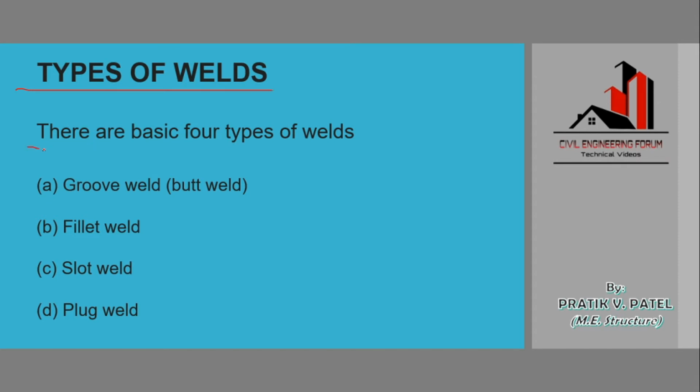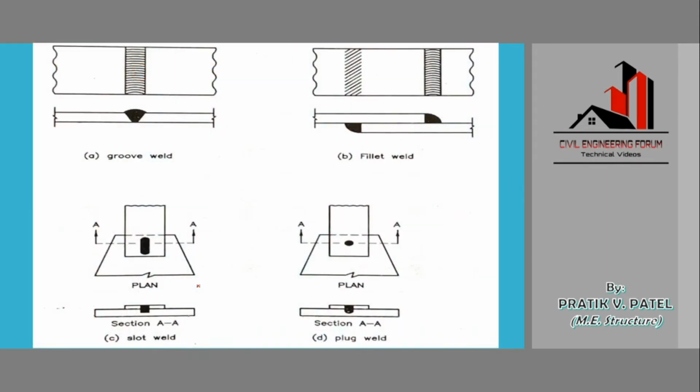There are basically four types of welds by which we can connect any two members or structural members, we would say. First is groove weld, which is also known as butt weld. Second is fillet weld. Third is slot weld. And fourth is plug weld. So today we are going to talk about each and every type of welds in detail. Where the first is groove weld. But before that, we'll see the diagram of all this.